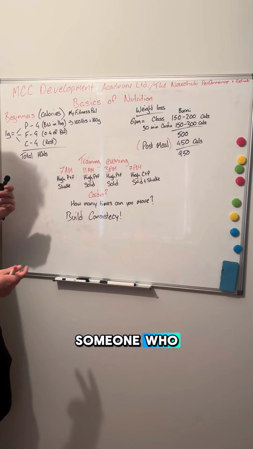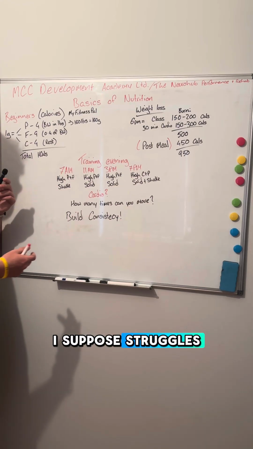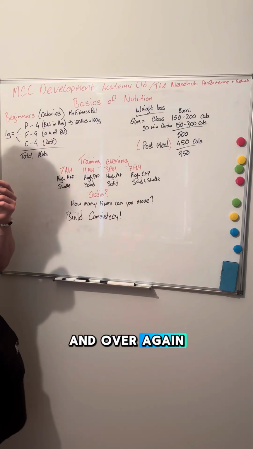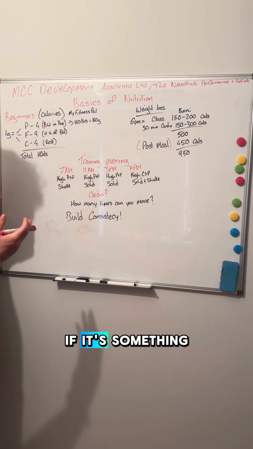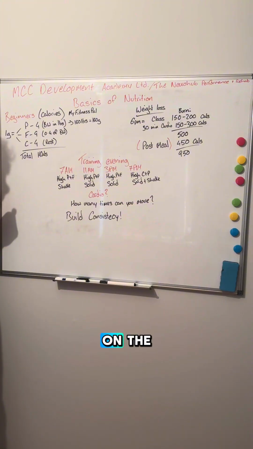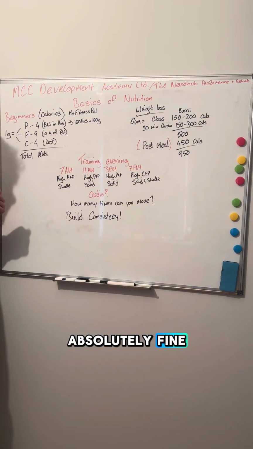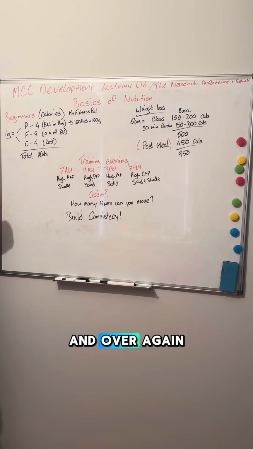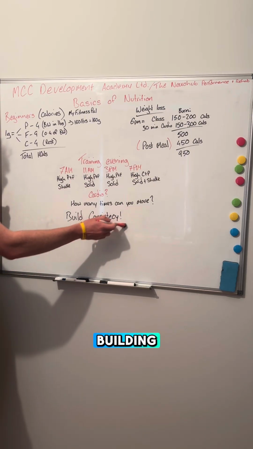And if you're someone who I suppose struggles and you might miss a meal, if it's something that keeps happening over and over again, it is a planning issue. If it's something that just pops up on the odd day, then that's absolutely fine. Life happens, but just don't let it linger over and over again. So that's your basics of nutrition, guys. It's all about building consistency.